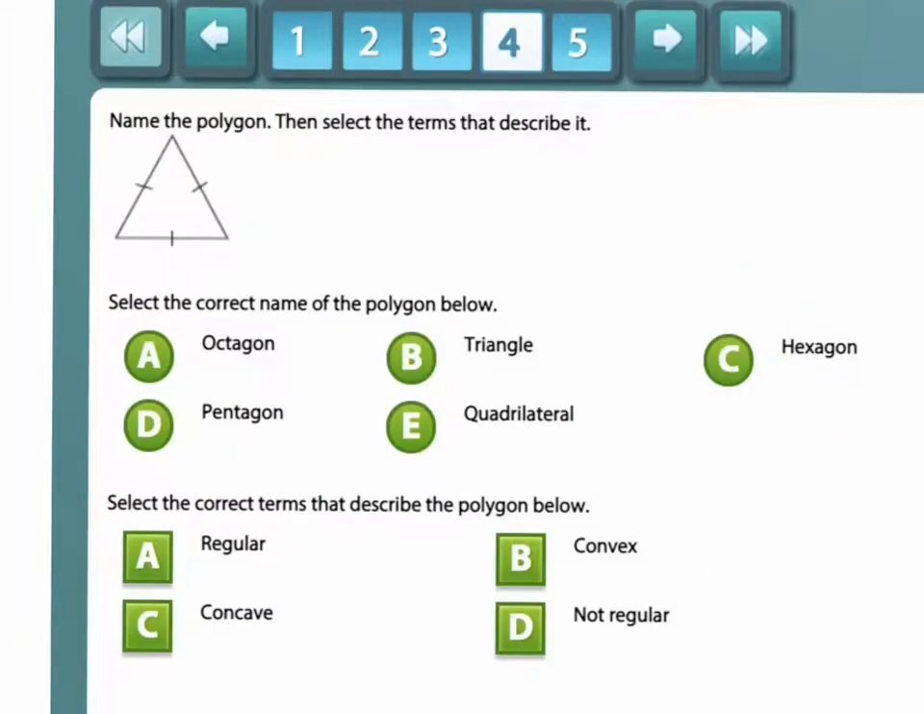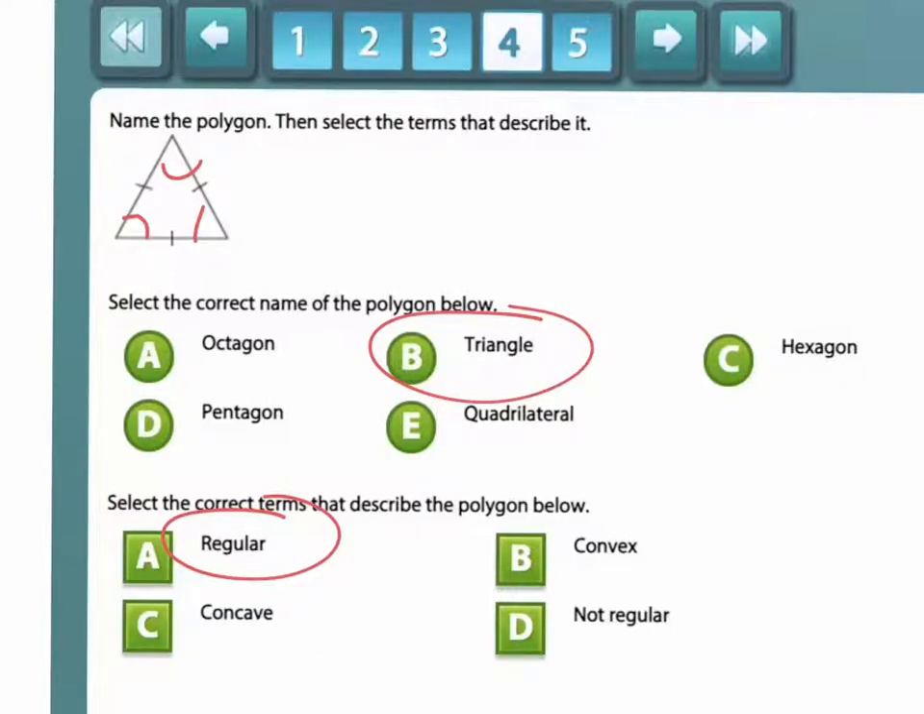All right, let's take a look at question number 4. Name this polygon. Well, first off, we see that it has 3 sides, so we know it's a triangle. We also see that it has 3 congruency marks, so we know that all sides are congruent. That would make it an equilateral triangle. So B, it's a triangle, and it's regular because all sides and all angles are congruent. So it would be a regular triangle, and the specific term for that is an equilateral triangle.